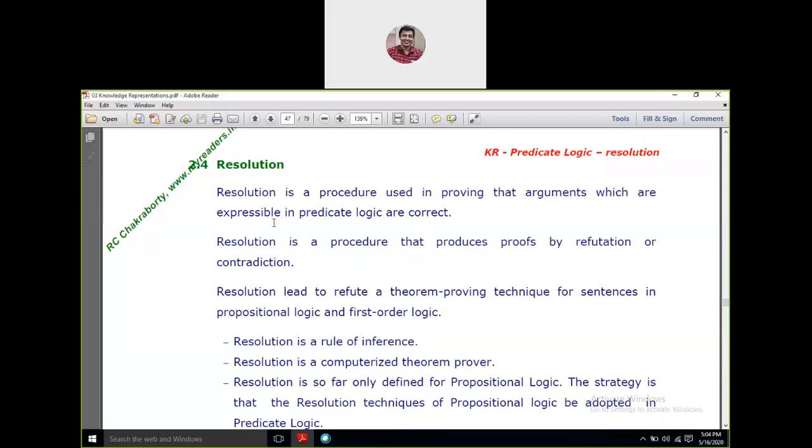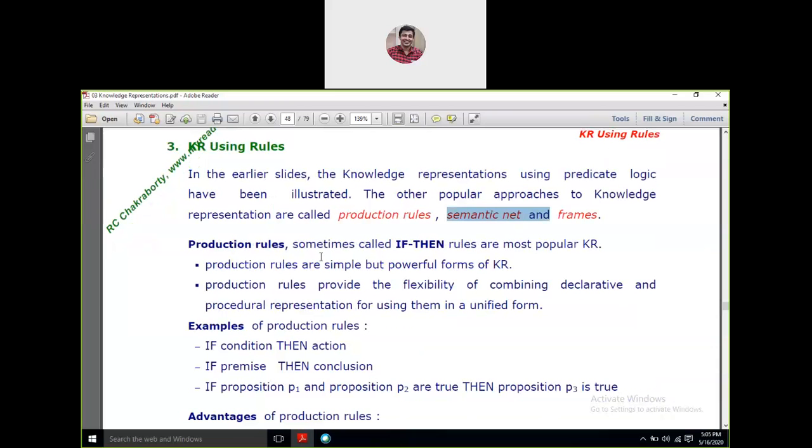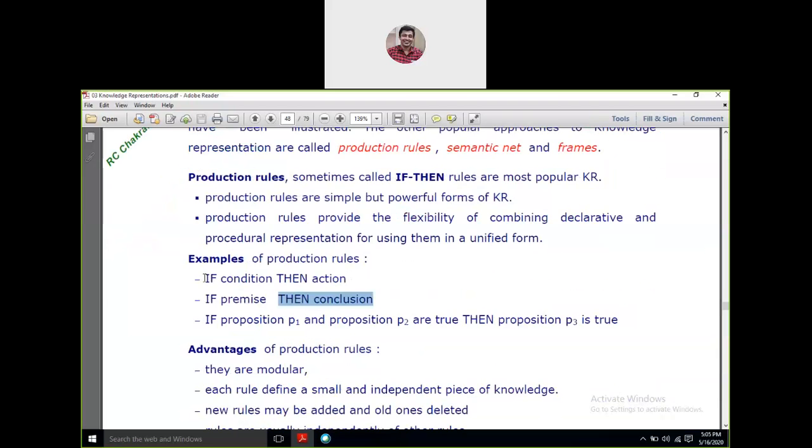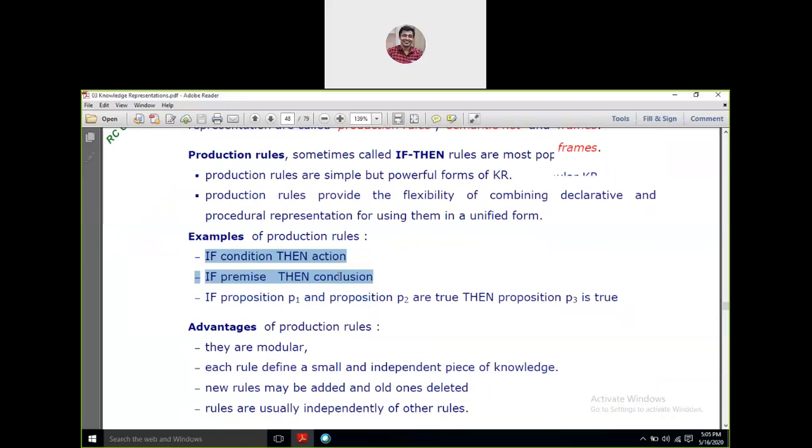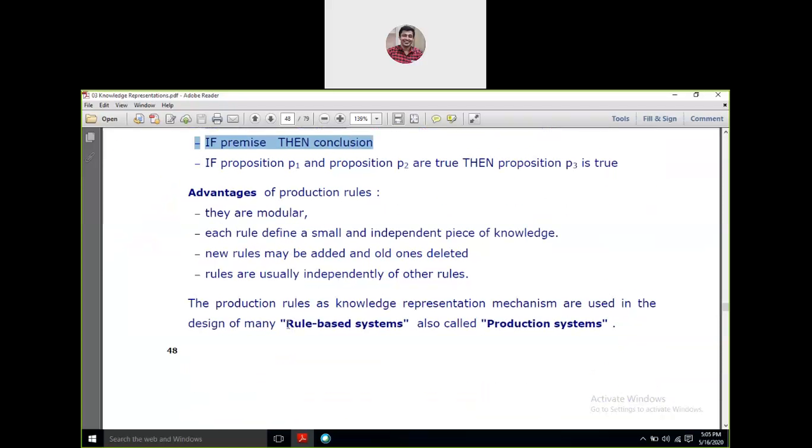Now, we do have the KR, knowledge representation using rules. Whenever I have a knowledge representation using rules, they comprise the production rules, and sometimes they have semantic nets and frames. But basically, here we'll be considering the production rules with the if, then, and else conditions. So if condition, then the action, or if there is a premise, then the conclusion. If the structure is somewhat like this, then we call it a rule-based system or production-based system.